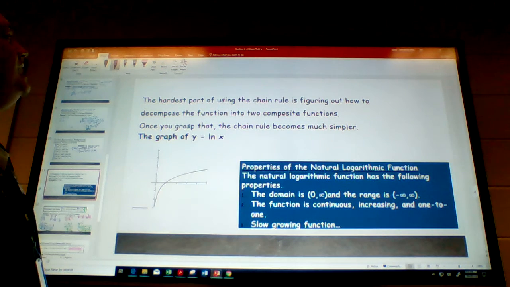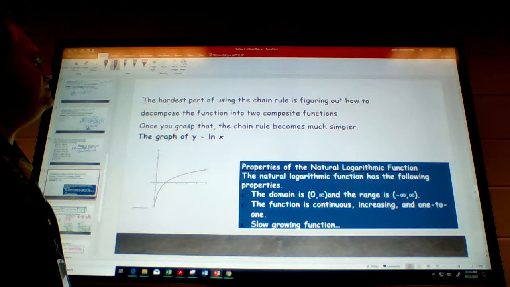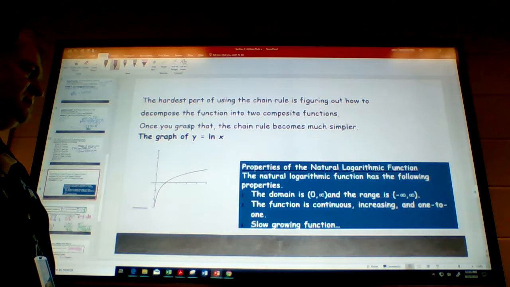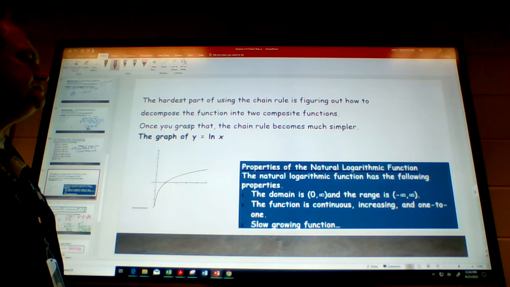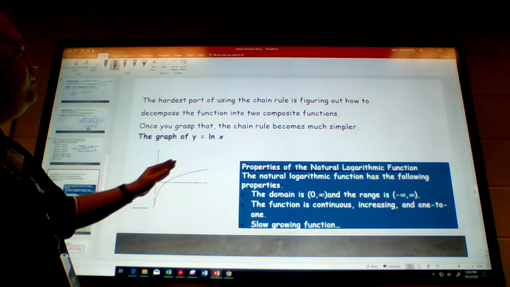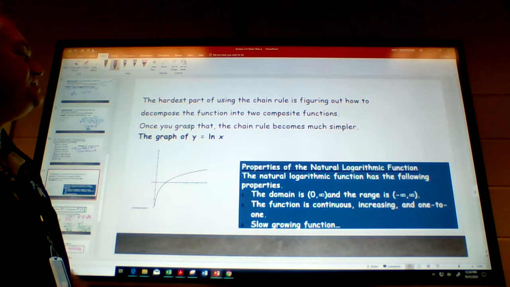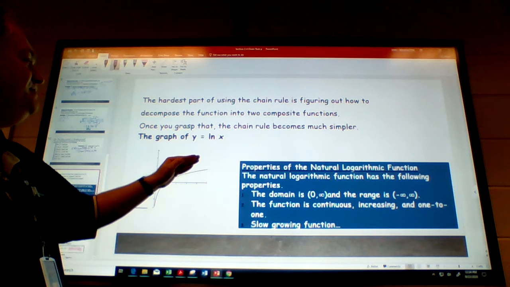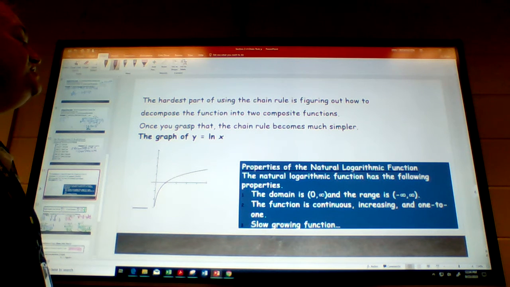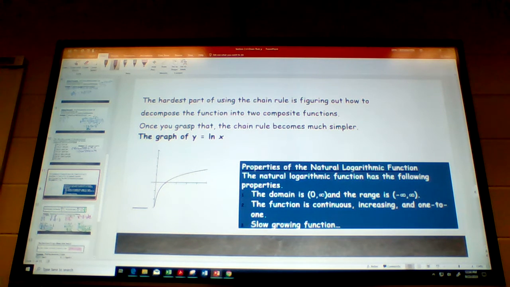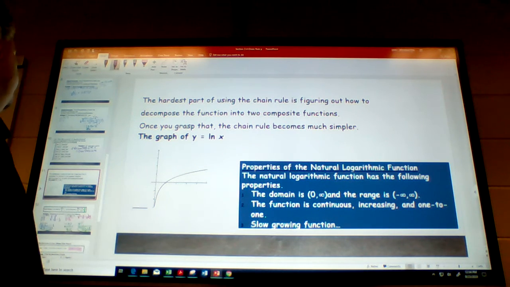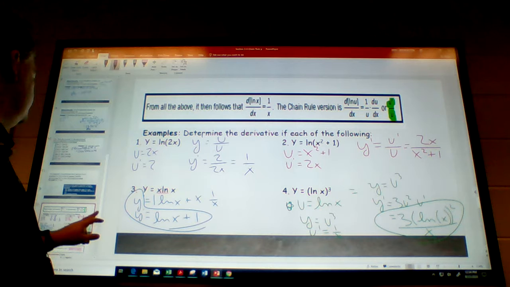All right. Now, the natural log. The natural logarithmic function is as follows. This is the graph of y equals ln of x. The domain is from 0 to infinity, and the range is from negative infinity to positive infinity. The function is continuous, increasing, and one-to-one, and as you can see, it is a very slow-growing function. All right.